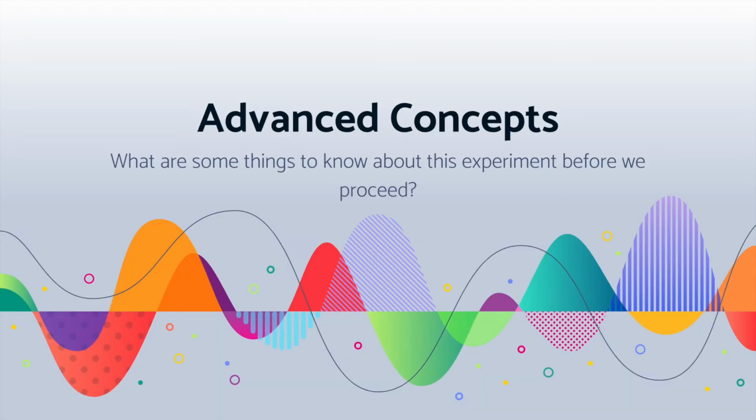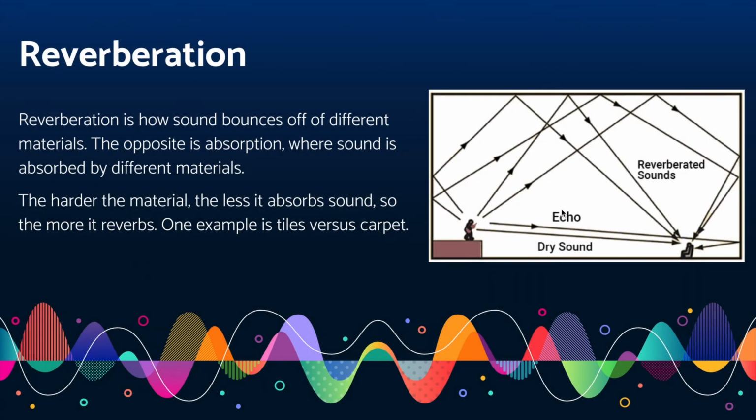And we have a few more final concepts that are a little bit more advanced and are related to the experiment that we're going to discuss right now. First is the idea of reverberation. So reverberation is how sound bounces off of different materials, and it has an opposite, and the opposite is absorption, where sounds are absorbed by different materials.